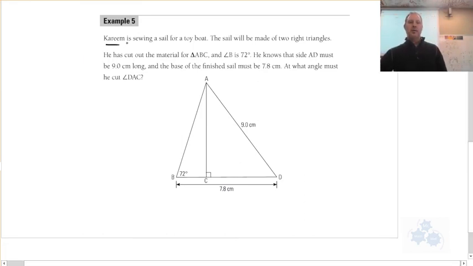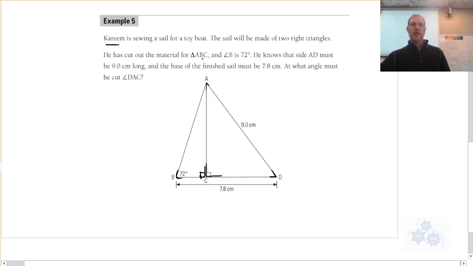Another type of example. So how is this one different? Let's see. Kareem is sewing a sail for a toy boat. The sail will be made of 2 right triangles. So I can see one right triangle here with A, C, and D. And A, B, and C. Okay? 2 right triangles right next to each other.